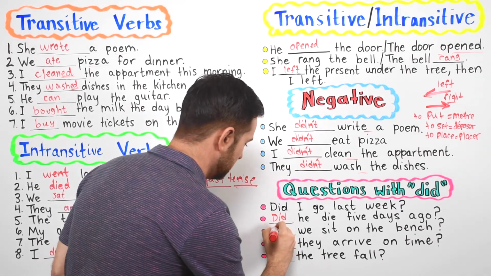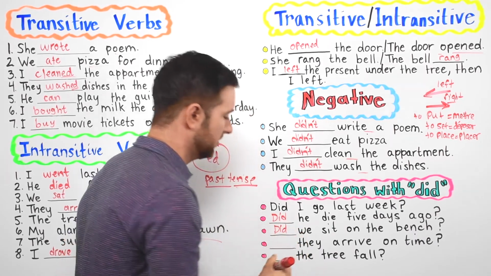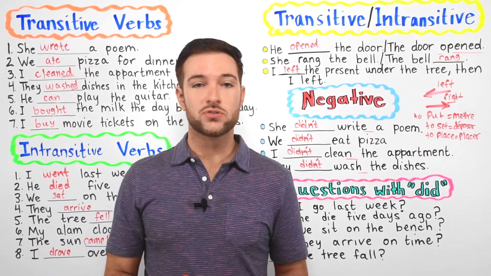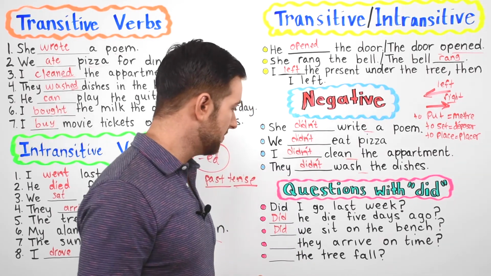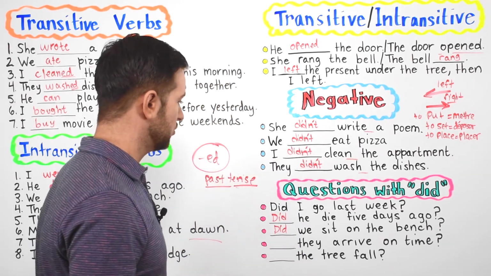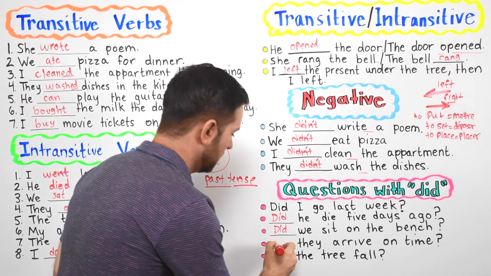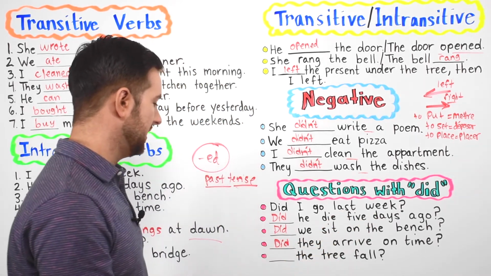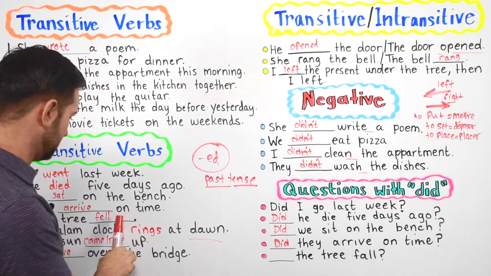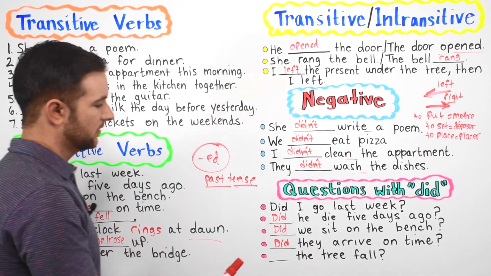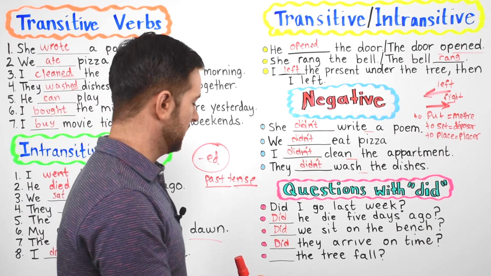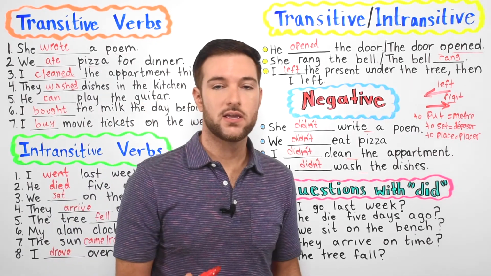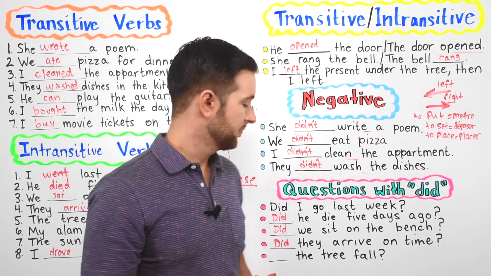Did we sit on the bench? Did. Okay. Did we sit on the bench? Nous sommes-nous assis sur un banc? Okay. On the bench, sur le banc. Did they arrive on time? Okay, remember we had this here, on time, à temps. Okay, or arriver à l'heure, right? Did they arrive on time? Okay, sont-elles arrivées à temps?